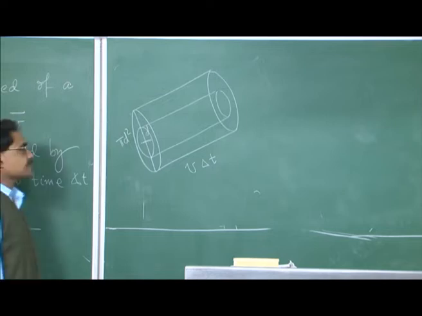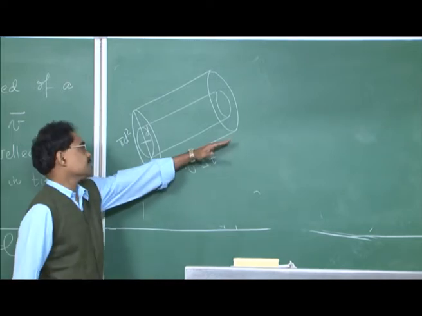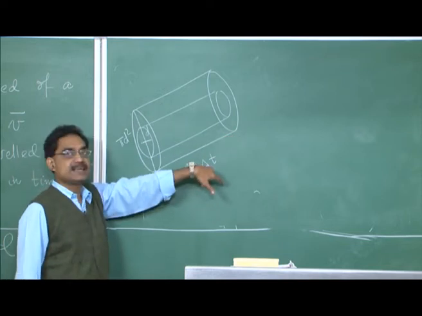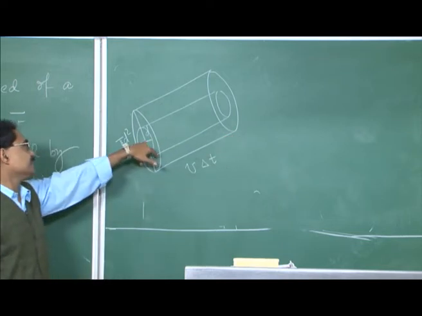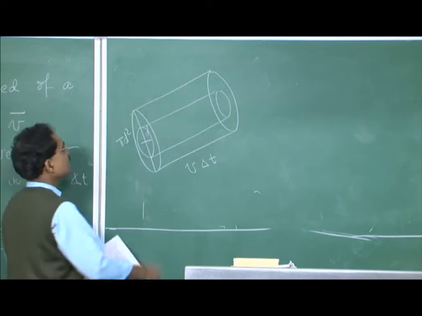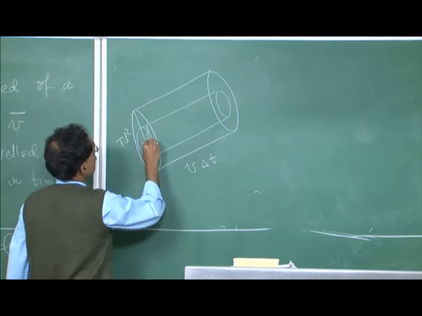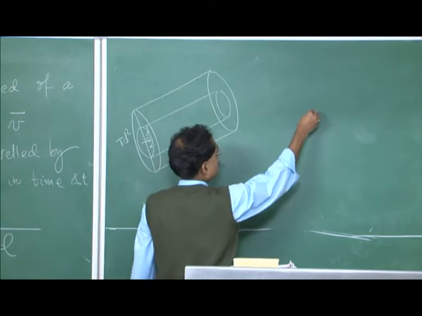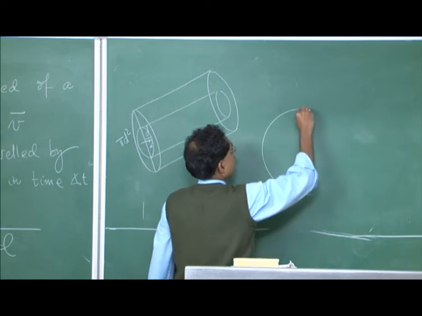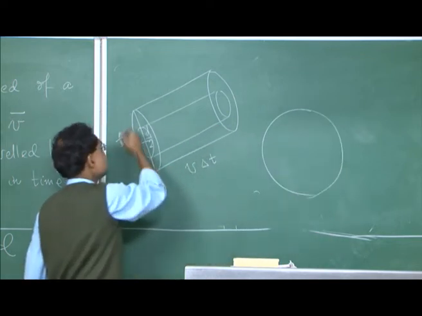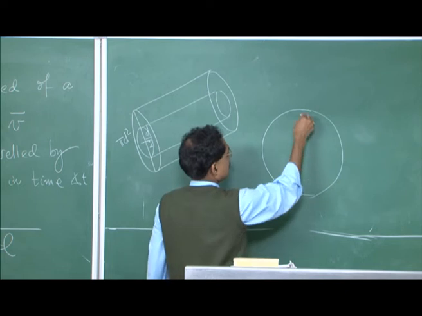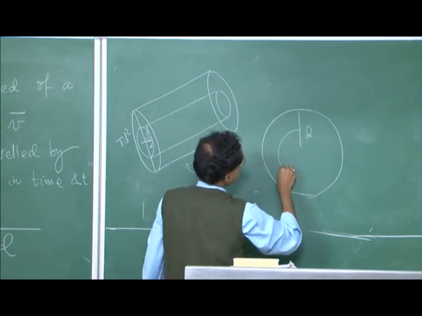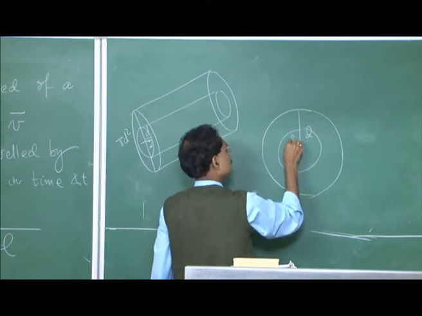So, I am constructing a cylinder which has length v delta t and diameter d, where the molecular diameter is here, which I have defined as d by 2. If I take only this area and draw it, this is my d and this is my d by 2.